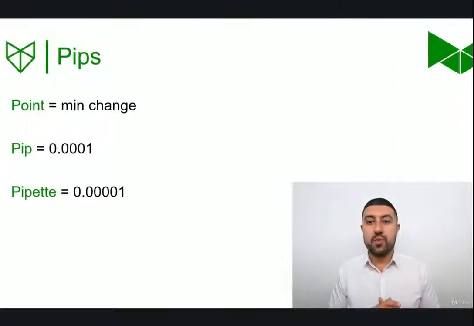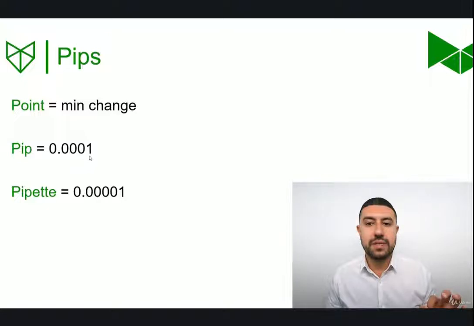The next words you want to get familiar with are pips. So you have point, pip, and pipette. We'll start with pip. A pip is a change in a currency by 0.0001. Okay, so it's the fourth decimal place here.